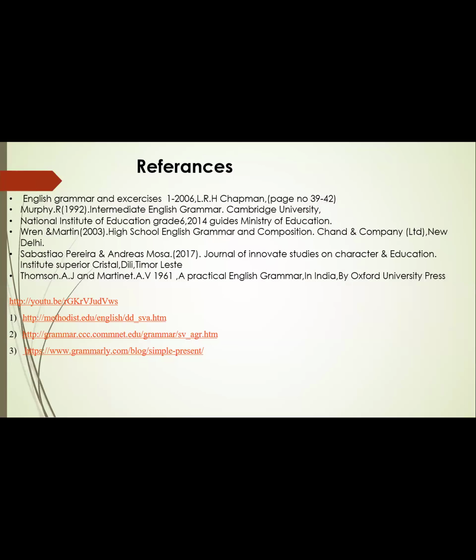References: English Grammar and Exercises, L.R. Chapman, page number 39 to 42. Murphy, Intermediate English Grammar, Cambridge University. National Institute of Education, Grade 6, 2014 Guides, Ministry of Education. Brin and Martin, 2016, High School English Grammar and Composition, Chand and Company Limited, New Delhi. Sabastina and Perea, Andres Mosa, 2017, Journal of Innovative Studies on Character. But no need of reading them, right? Okay, right.